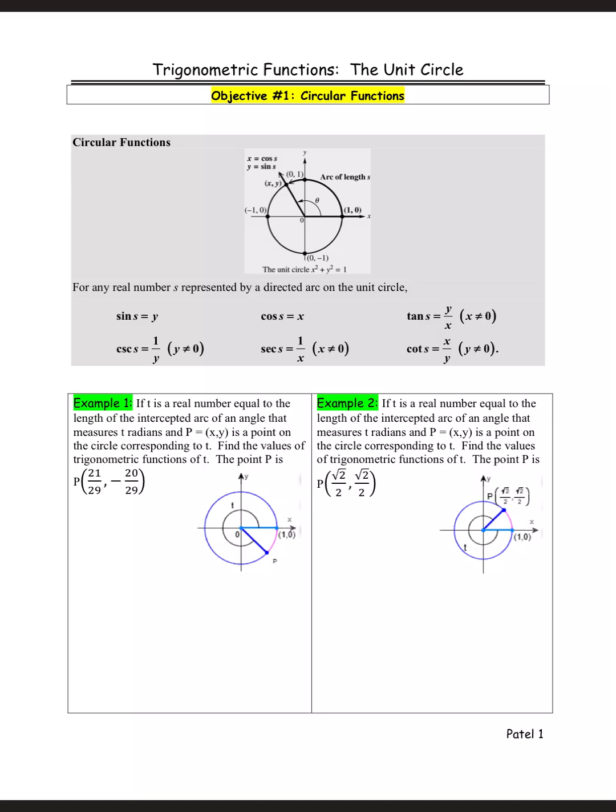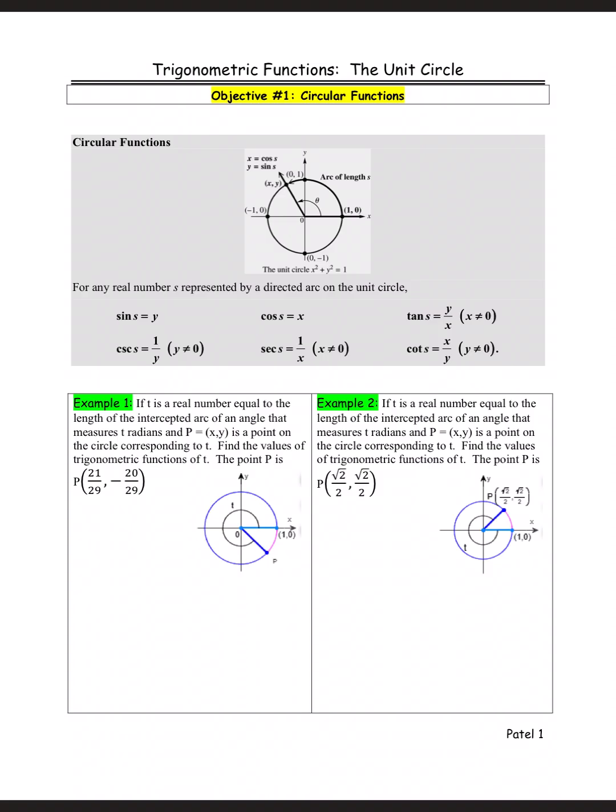The unit circle, circular function. The unit circle is x squared plus y squared equals 1. So therefore, x equals cosine of s, y equals sine of s, and s is the arc length. So for any real number s represented by a directed arc on the circle, sine of s is equal to y. Cosecant of s is the reciprocal of that, so it's 1 over y, where y cannot equal 0.